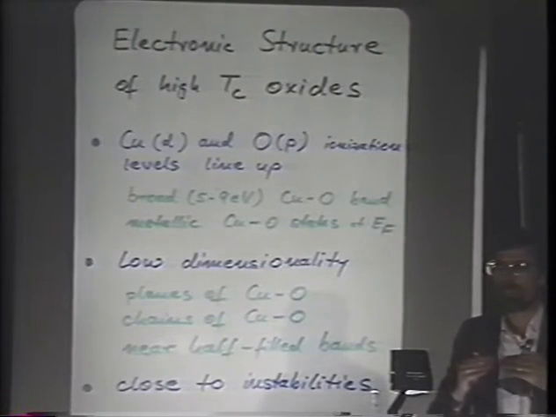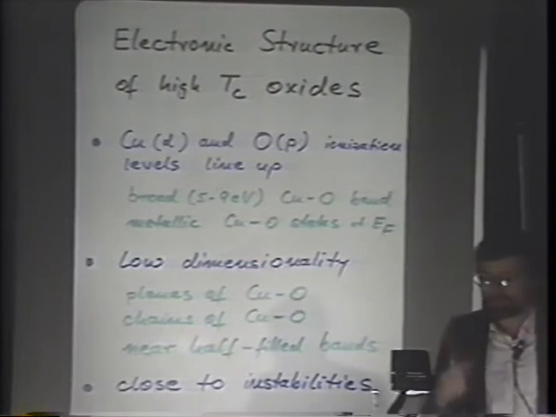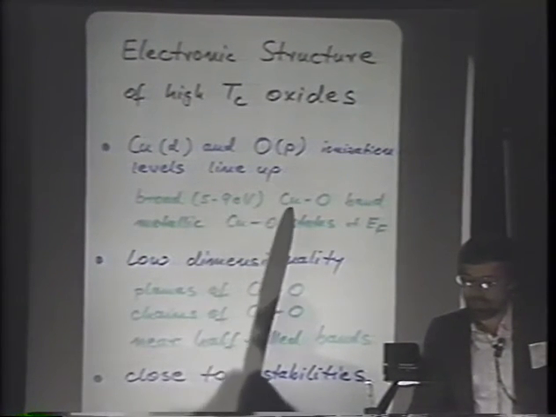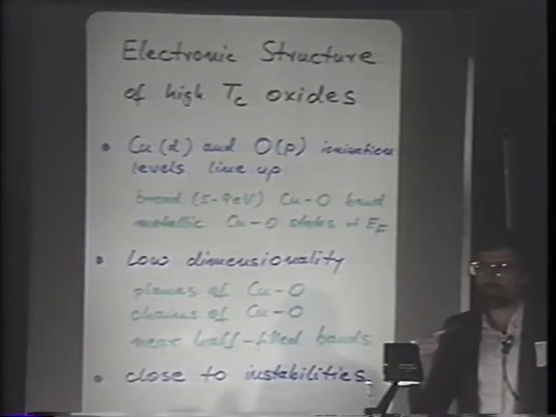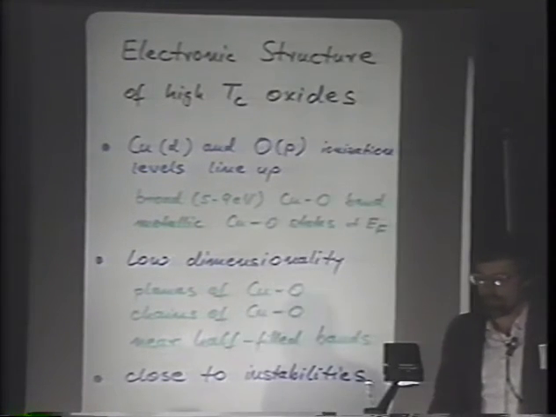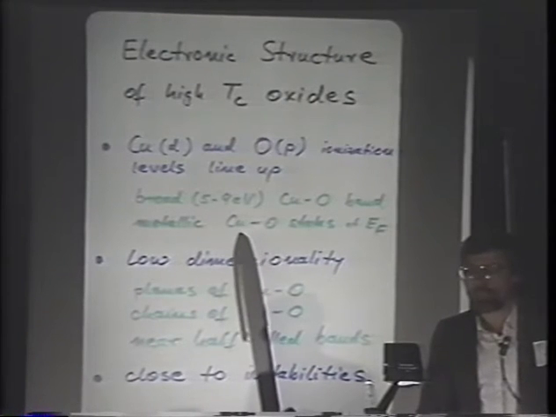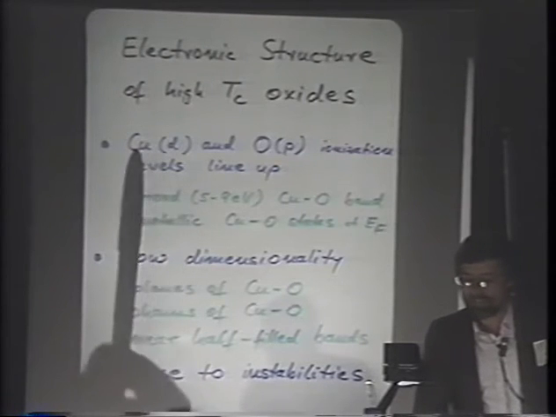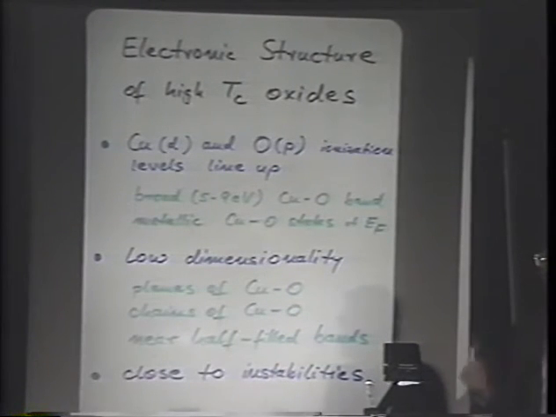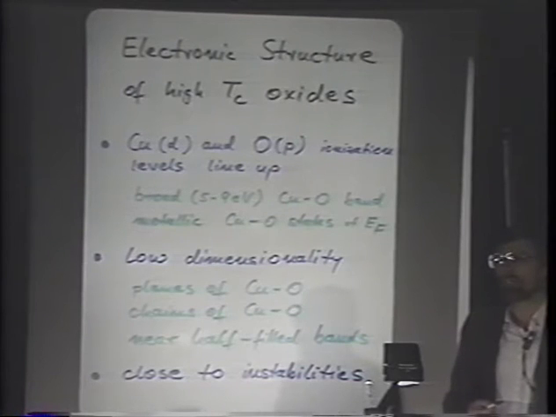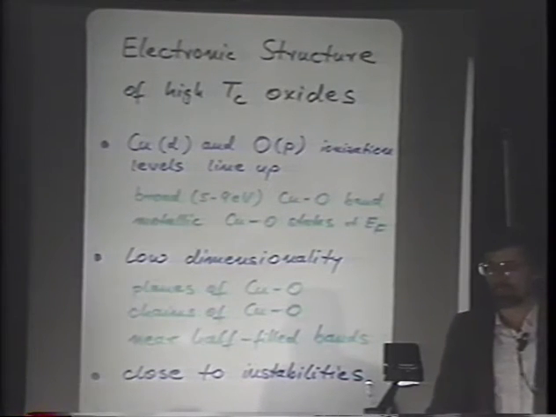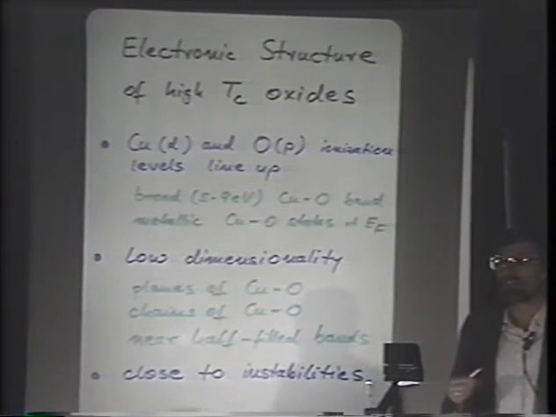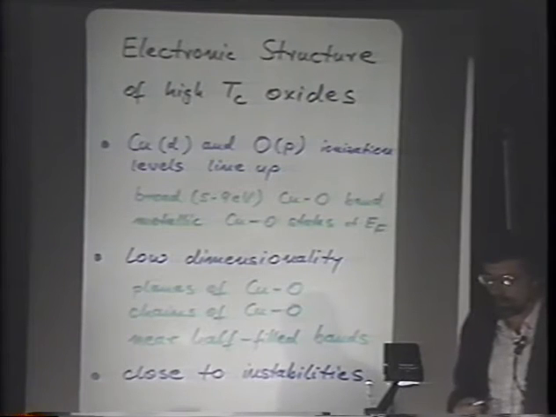Since they line up, we can form, in the band structure picture anyway, broad bands. We have broad 5 to 9 eV wide copper-oxygen bands, and the Fermi level cuts through the antibonding part of these bands. So we have metallic copper-oxygen states at EF. This is remarkable because these ionization levels are large numbers, of order 5 volt or 10 volt. To line them up in such precise fashion to make a metal in a band structure scheme is rather remarkable and should be considered slightly unstable to certain perturbations.